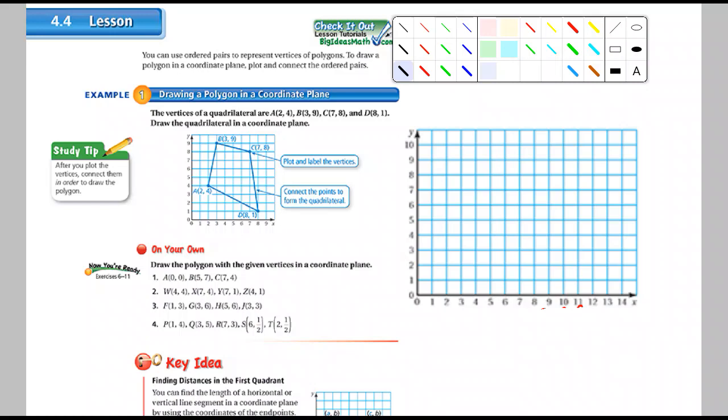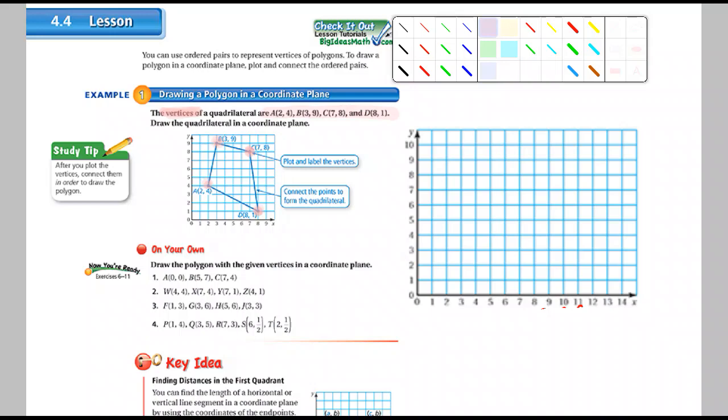So in example 1 here, it says the vertices. And before I go any further, I don't think I talked about what vertices are the other day. Vertices are where 2 points meet on a particular shape, or where 2 lines meet. The corners is another way of putting it. That's the vertices, okay? So anyways, in this particular one, it says the vertices of a quadrilateral are, and then it lists them here. And then it says draw that in a coordinate plane.